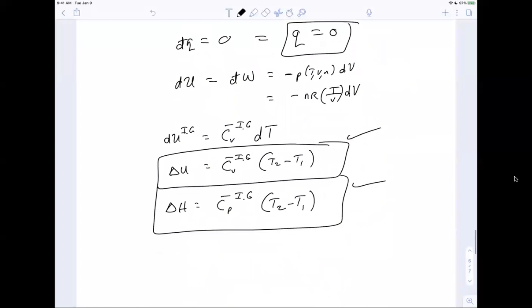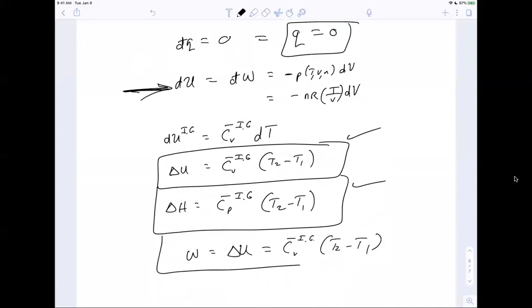Well, we know that work and U are related right here, right? So W, for this case, is just equal to delta U. And that's just going to equal CV ideal gas times T2 minus T1. There you have it. Okay. Now, if you were given numbers, then all you have to do is plug in the numbers for everything, and you would get numerical values.